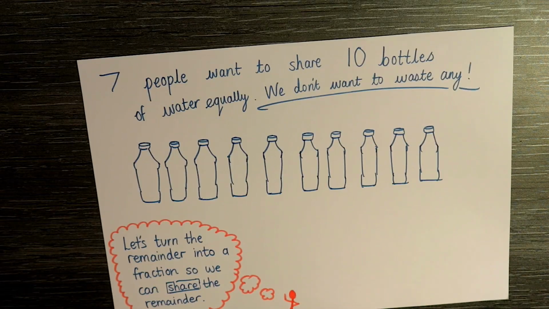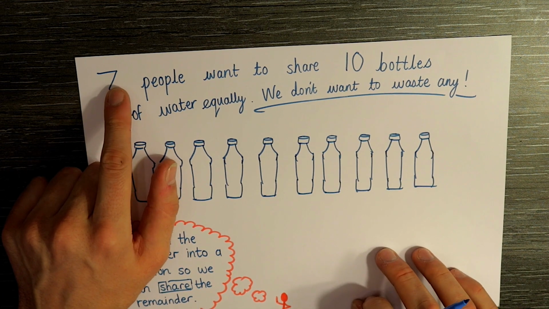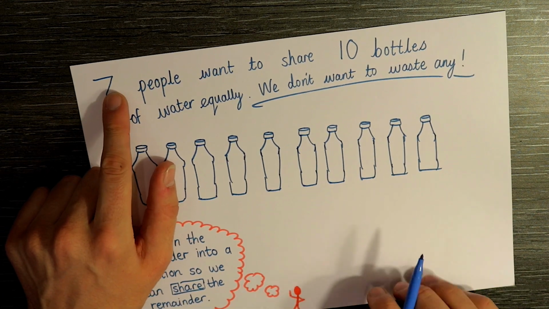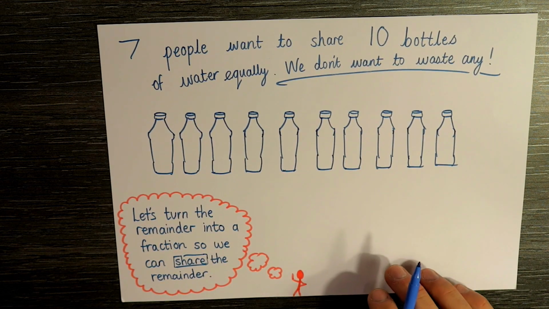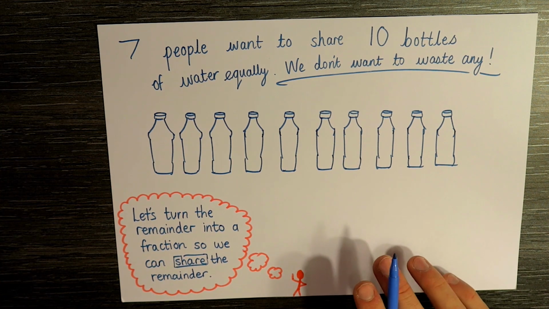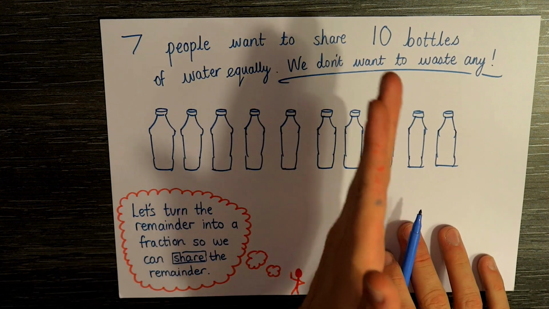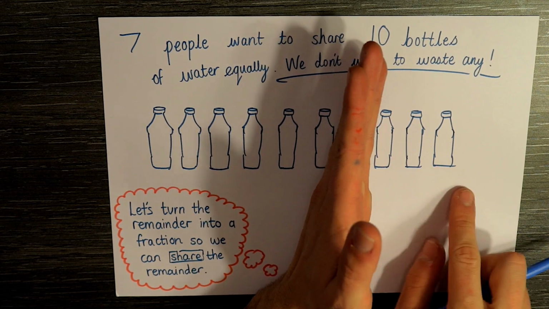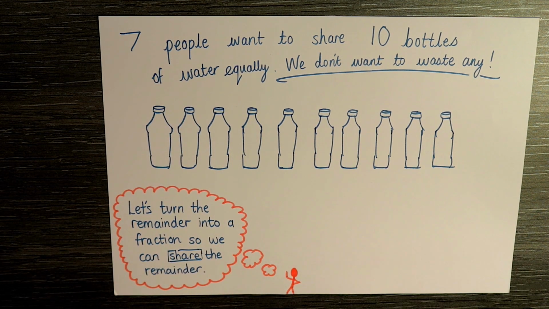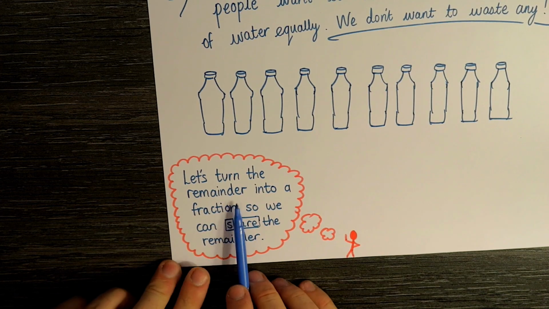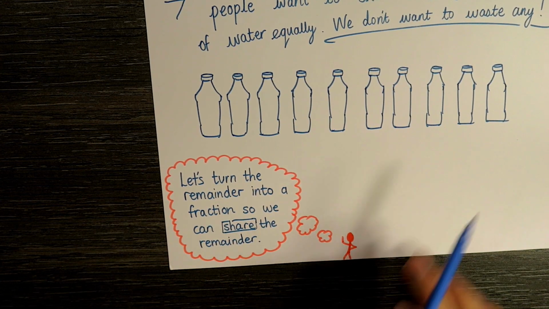So to finalize this lesson here, let's go to this problem. This is where it gets complicated. 7 people want to share 10 bottles of water, and we don't want to waste any. So usually, you'd give each person a bottle of water to get to 7, and then you'd have these 3 left over. And you obviously can't share these 3 bottles between the people because there's not enough. So we're going to do this in a different way now, using fractions. We're going to turn a remainder into a fraction so that we can share it.